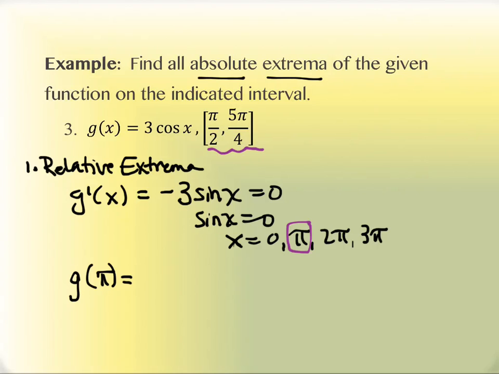We want to know what is g of pi. So my g function was 3 cosine of x, so I want to know what is 3 cosine of pi. It's not 0. I mean, it could be, but it's not in this one. This one's 3. I think it's negative 3. Yeah, because its cosine at pi is negative. So this is negative 3. Okay, so this is one y value.